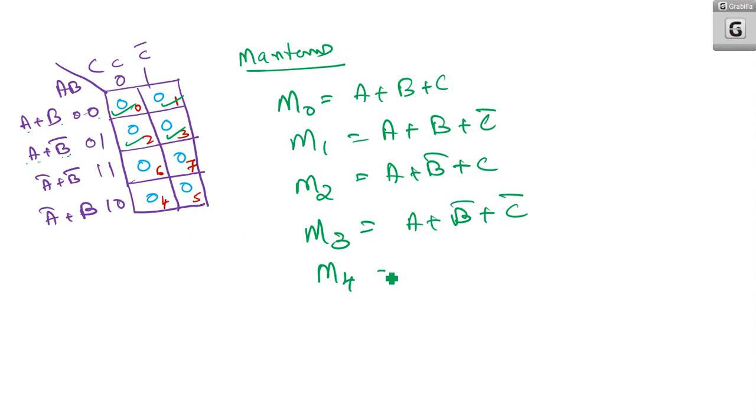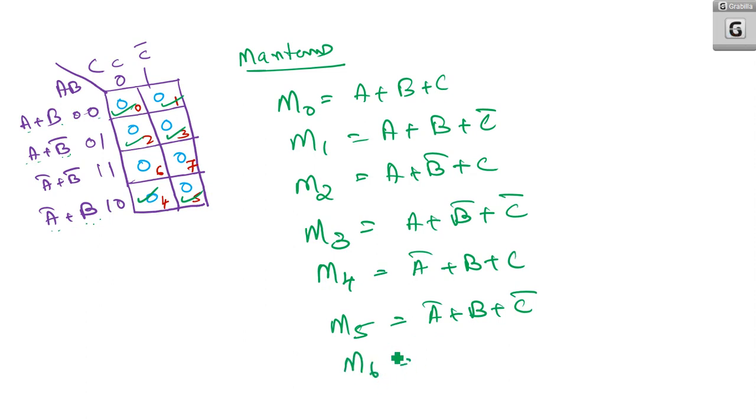Capital M4. M4 is what? This term. M4 is A bar or B or C. M5, this term, is A bar or B or C bar. M6, this term, is A bar or B bar or C. And M7, this term, is A bar or B bar or C bar.